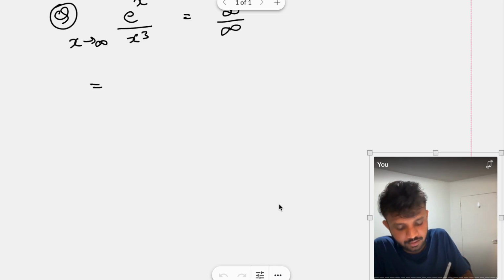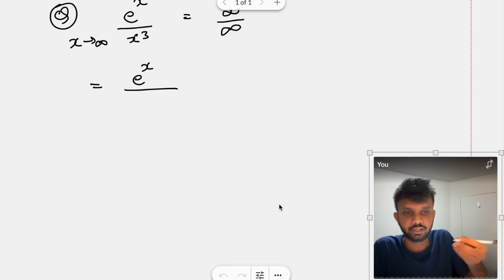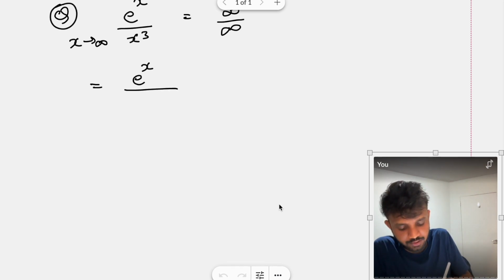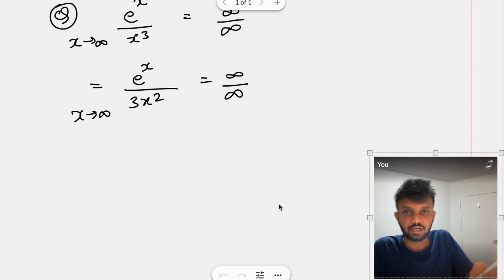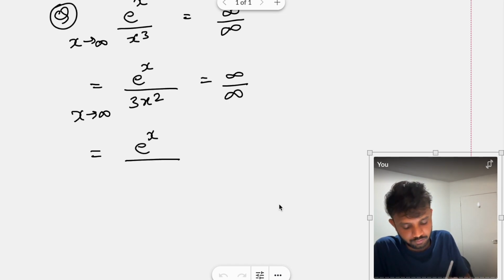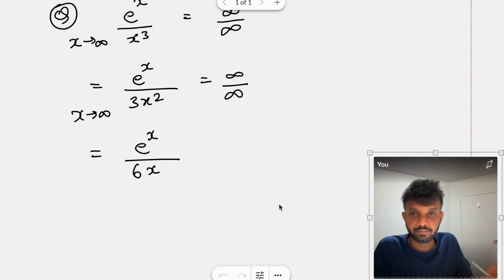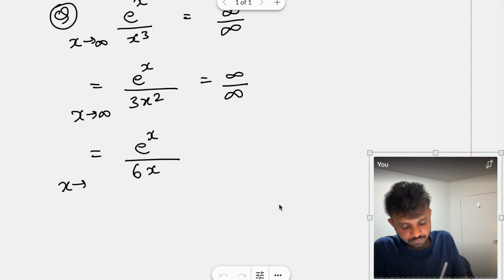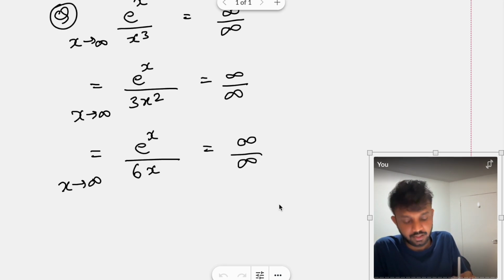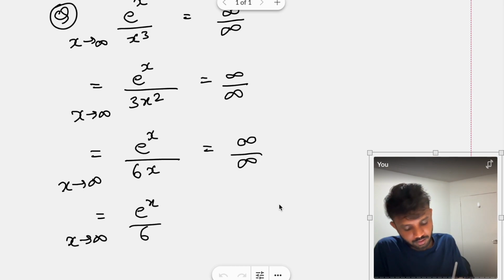So e to the power x, the differential will be e to the power x, and for x cube it will be 3x square. Now again I put infinity, so this goes to infinity over infinity, right? So I'll have to do the differentiation again. So this will be e to the power x over 6x, right? Now if I put x tends to infinity, this again becomes infinity over infinity, so this is also indeterminate. So I'll differentiate this again, so that will be e to the power x over 6 and x tends to infinity. Now finally if I put e to the power infinity, this will be infinity, right? So the answer to this problem is infinity.